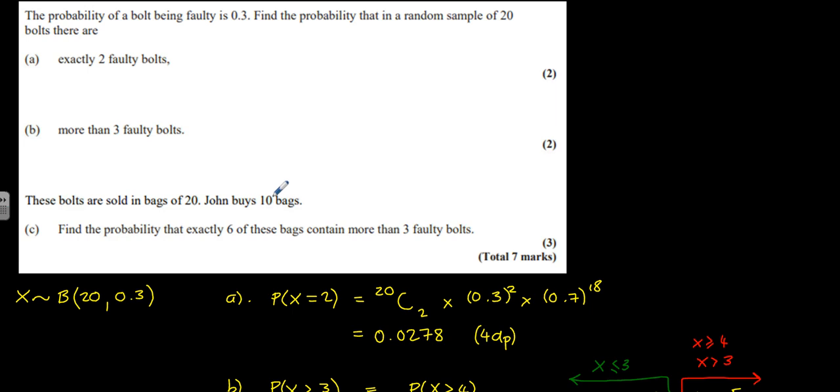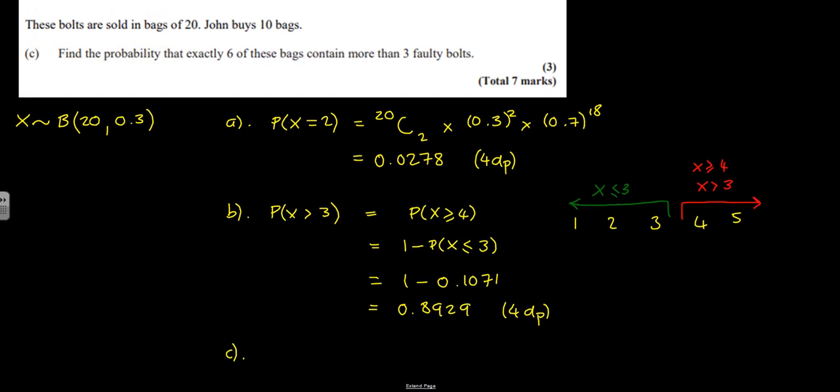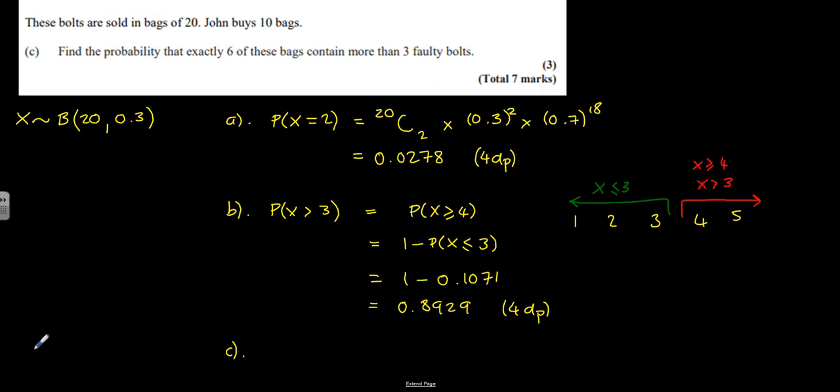So John buys 10 bags. So we're now looking at a number of trials which is 10 because we've got a second separate situation. So I'm going to set up a second situation. I'm going to call my variable y this time because we've already used x. We have a binomial distribution this time where there are 10 trials because John is buying 10 bags.